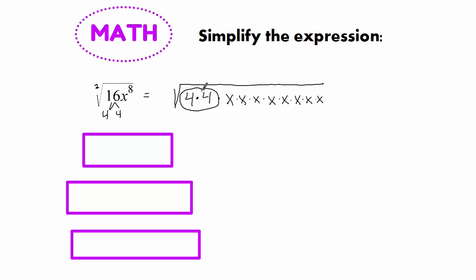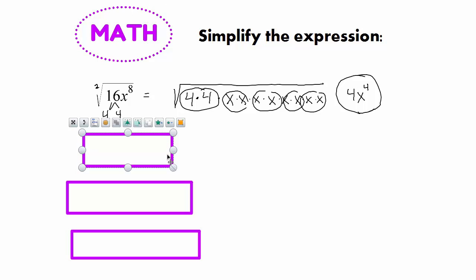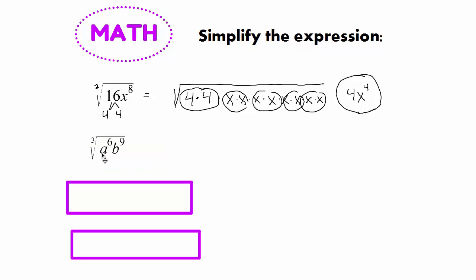So I have a pair of 4s, so that means the 4 is going to go. Then I have 1, 2, 3, 4 pairs of x's. So I represent that by x to the 4th. And since everything had a pair, no one had to stay home. Everyone got to go. So this is your answer. The next example we're going to do is a to the 6th, b to the 9th.